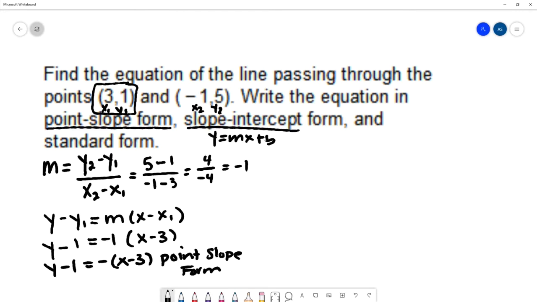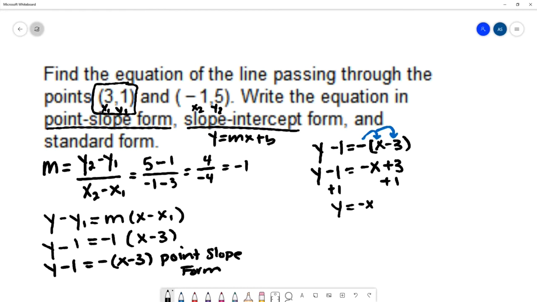So we start with that point-slope form that we had, y minus 1 equals negative (x minus 3). We want to get rid of the parentheses with the distributive property. That gives y minus 1 equals negative x plus 3. And I'm going to add 1 to both sides. We get y equals negative x plus 4. So this is our slope-intercept form.